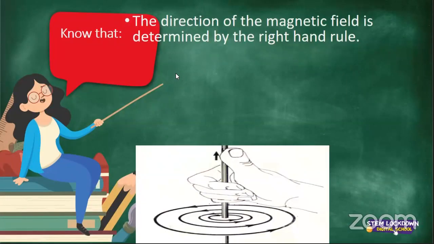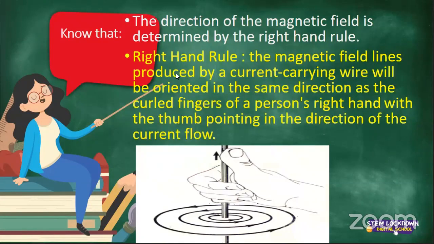Right, now how do we determine the direction of the field, because yes, we can have circles? It is determined by using the right-hand rule. And what does that right-hand rule say? How is it being used? The right-hand rule says the magnetic field lines produced by a current carrying wire will be oriented in the same direction as the curled fingers of a person's right hand, with the thumb pointing in the direction of the current.